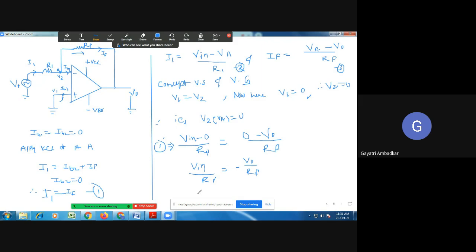Arrange this ratio. What is gain? The closed loop gain of op-amp is equal to output voltage upon input voltage, VO by V in. That will be minus RF upon R1. So this is the gain of op-amp in inverting configuration.